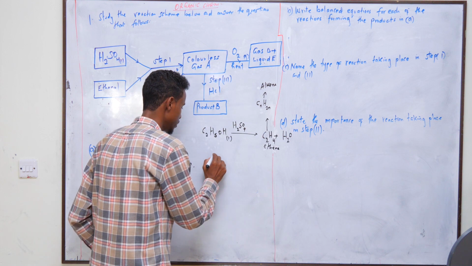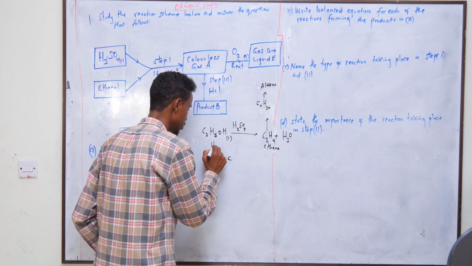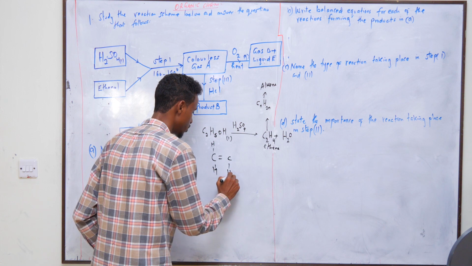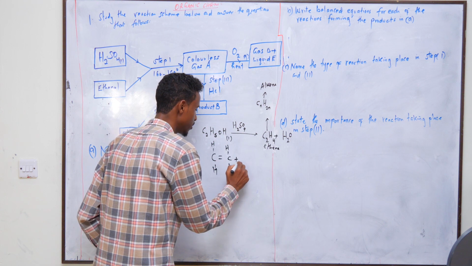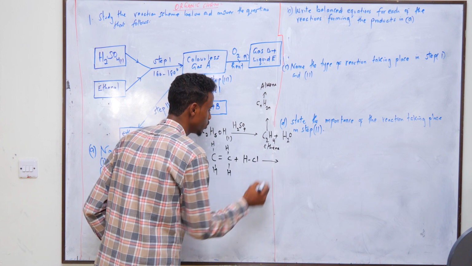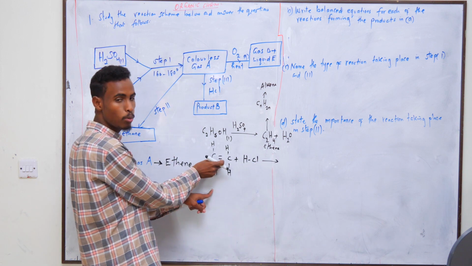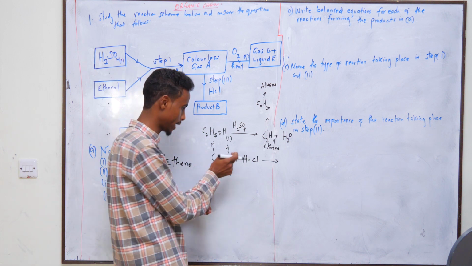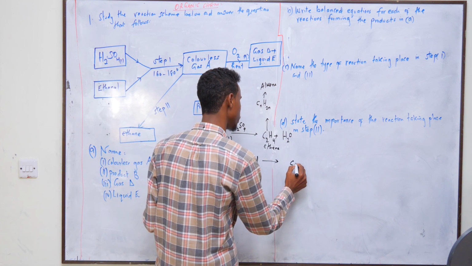It looks like this: C double bond C, with H, H, H, H. Now add plus hydrogen chloride. Now what happens, class, is that when we add hydrogen halides, the double bond breaks. And when the double bond breaks, we remain with a single bond.